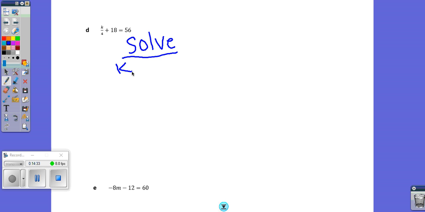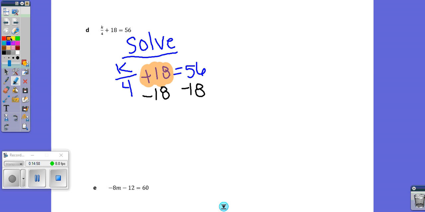Okay, so let's solve first. So we have k divided by 4 plus 18 is equal to 56. So the inverse operation of adding 18 would be subtracting 18. So I'm going to subtract 18 from both sides of the equal sign. So the numbers that are highlighted in orange are going to cancel out. 18 take away 18 is 0.